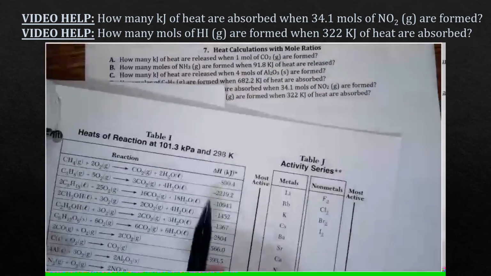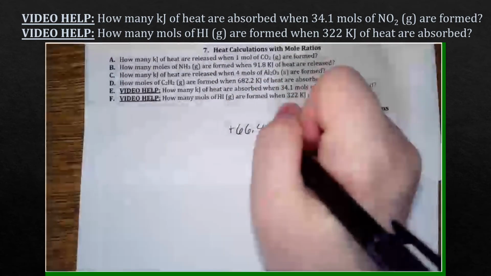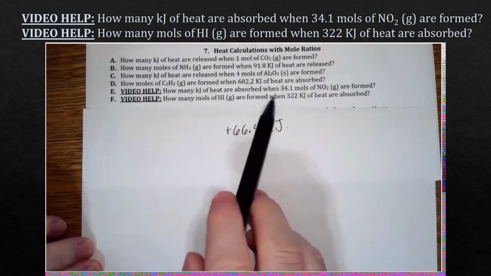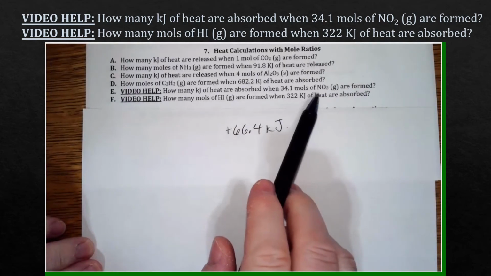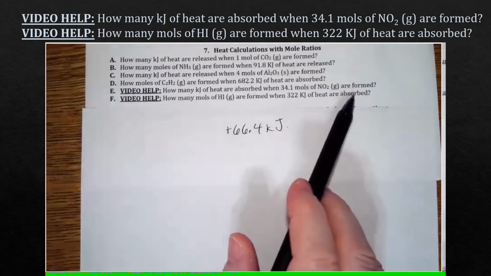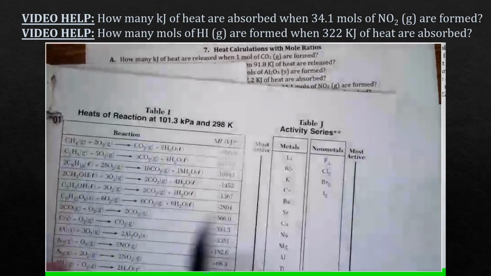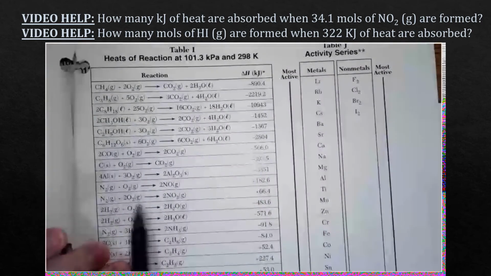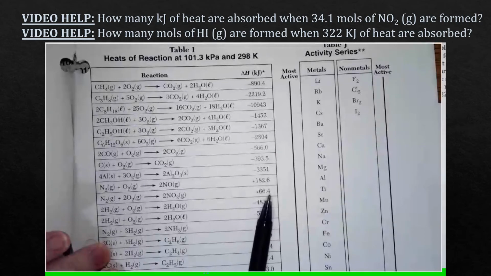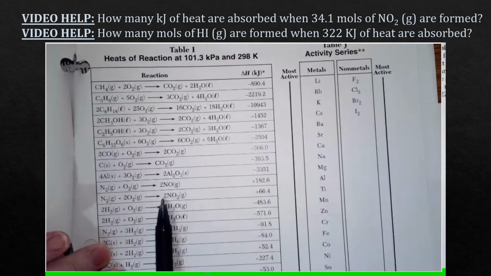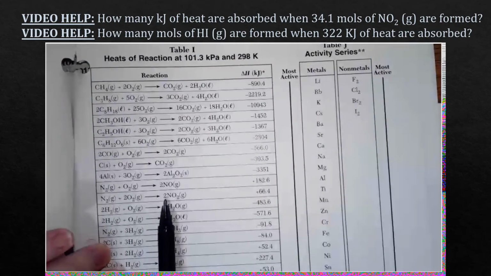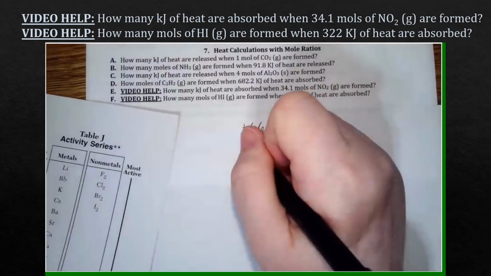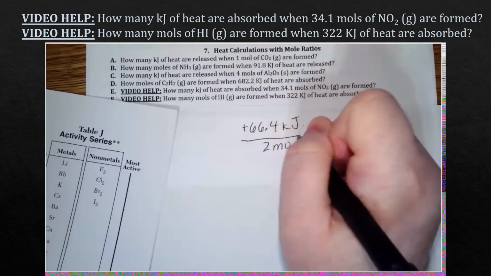And remember, the units up here are in kilojoules. All right, so how many kilojoules of heat are absorbed when 34.1 moles of NO2 gas are formed? Well, let's look at this equation. Again, here it is. It's 66.4 kilojoules, and look how many moles of NO2 are formed. 2. So 66.4 kilojoules for every 2 moles.